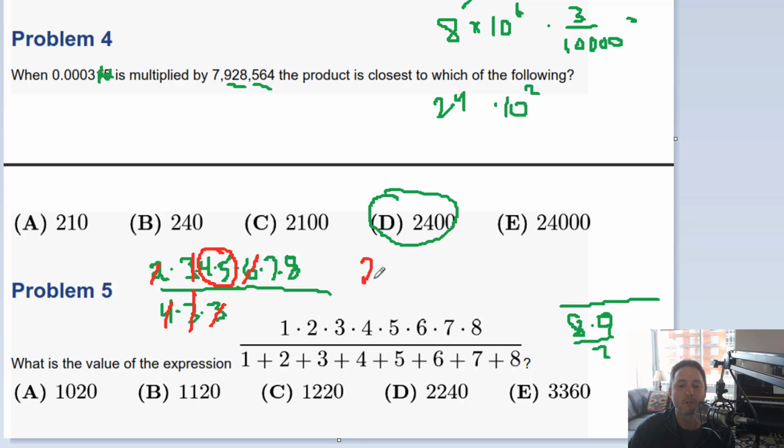4 times 5 is 20 times 56. Well, let's just double it. We'll make it 2 times 56, which is what? 112 with a 0 on the end. 1120. Okay? We should be right here.